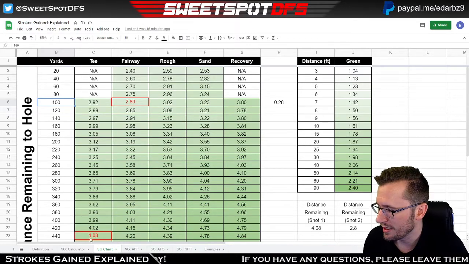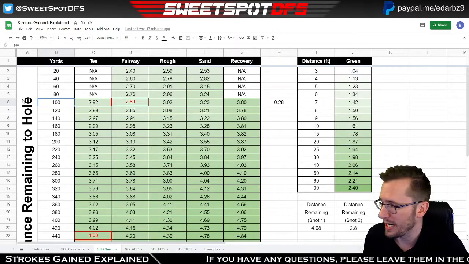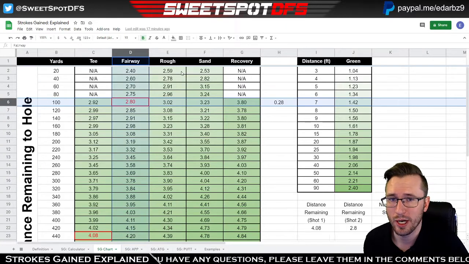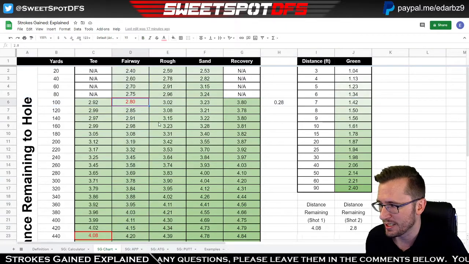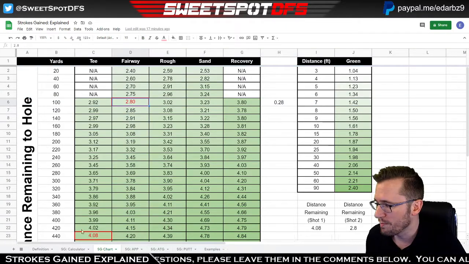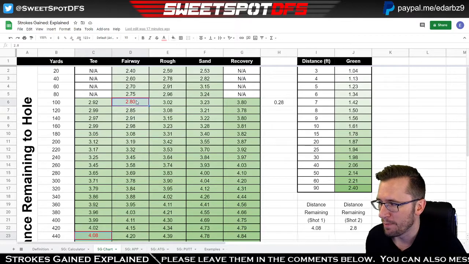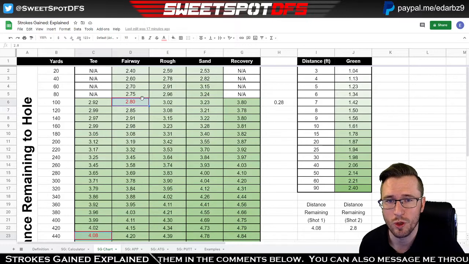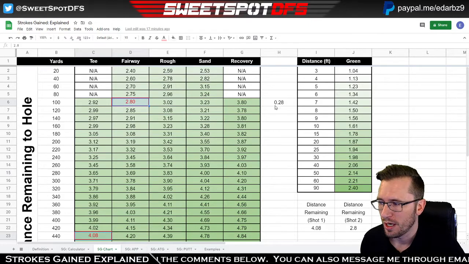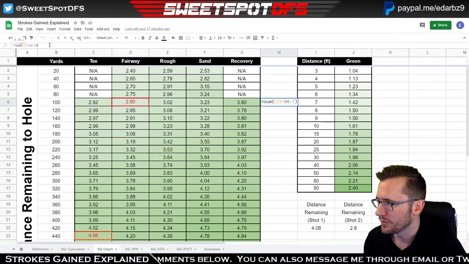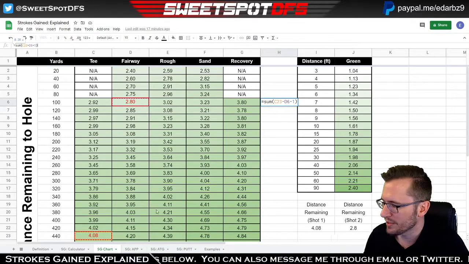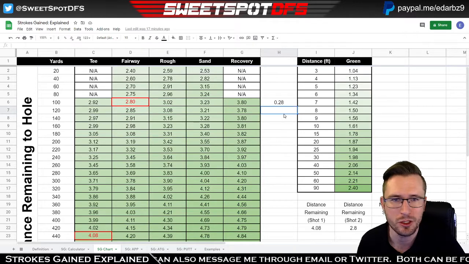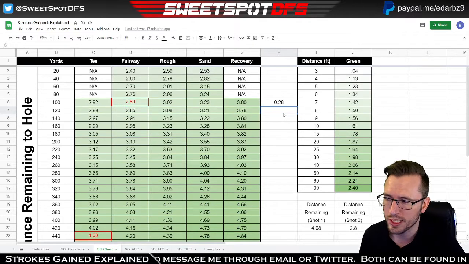So we would first of all find the baseline from there. We would cross-reference: we were in the fairway, 100 yards away from the green. That baseline is 2.8. We subtract that number from 4.08, and then also subtract 1 because it took us 1 stroke to get there. I actually have that calculator right here, so I'll highlight it. You can see we're taking that cell minus that one, minus 1. We get 0.28. So that is how strokes gained are calculated.